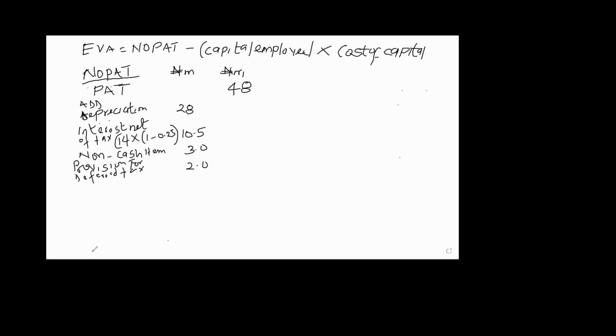I'll come here. Provision for doubtful debt, 1.2 million. Now, you observe, please just be careful with it. You can always get your full mark here.